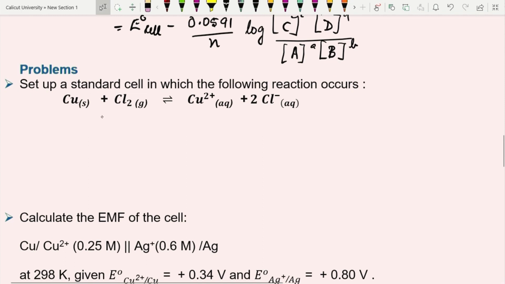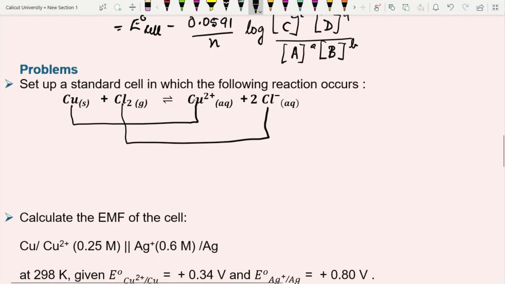In this case, the first thing we have to do is identify which of these undergoes oxidation and which undergoes reduction. See, copper has been changed to copper 2+ ions and chlorine has been changed to chloride ions. In the first case, copper changing to copper 2+ ions means it is losing electrons, and therefore this is the oxidation part. Chlorine acquiring electrons means it is undergoing reduction, and oxidation is for the anode.